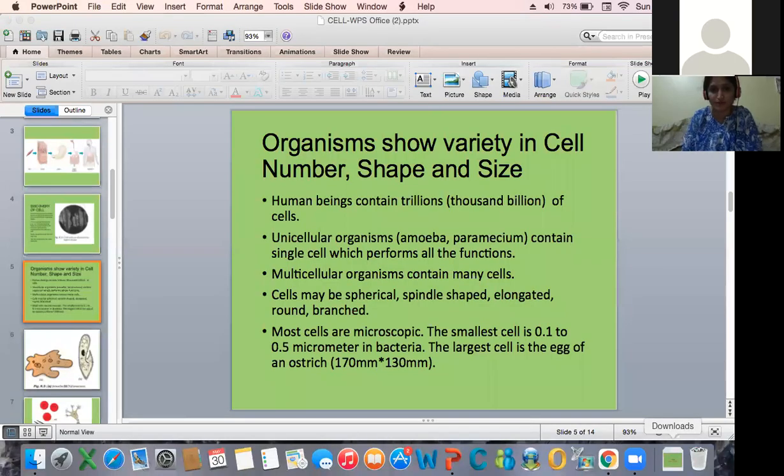The egg of an ostrich. Okay, so this is all about the variation in number, shape, and size.